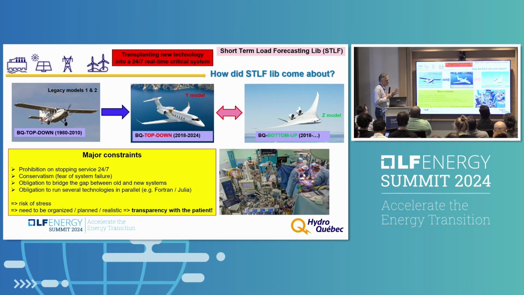So I summarize our situation. We have the legacy models, which were developed during these years. We don't have the right to stop the service, and we have to move to this new technology. There is a prohibition on stopping service, conservatism, fears of system failure, an obligation to bridge the gap between old and new systems, and an obligation to run several technologies, for example Fortran and Julia and Python. So there is a risk of stress for everybody, and we need to be organized, planned, realistic, and transparent. And the next step will be the bottom-up.